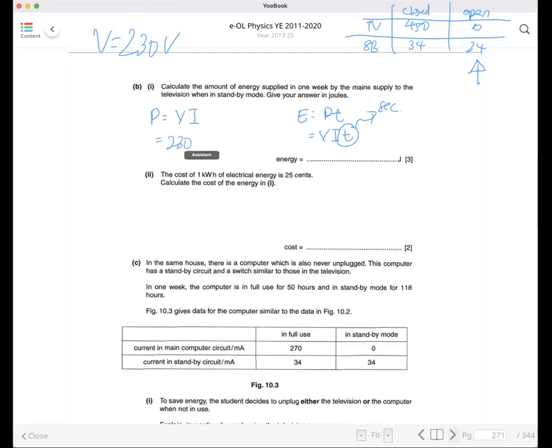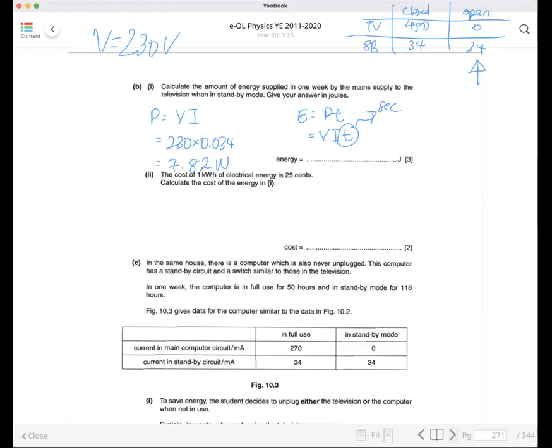So the V is 230, the I is 0.034. So this means that on standby mode, the power being used is 7.82 watts. Okay, 7.82 watts, meaning that every second it is using up 7.82 joule of energy.